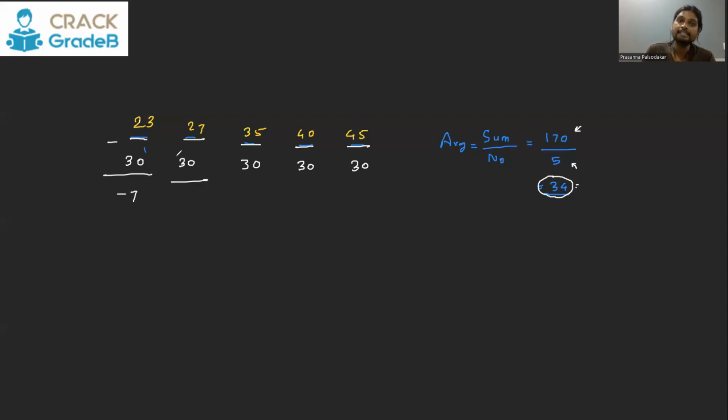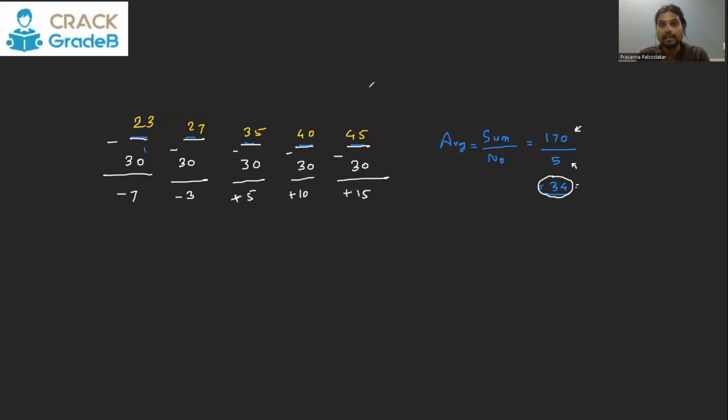27 minus 30, he has got 3 chocolates less. 35 minus 30, he has got 5 chocolates less. 40 minus 30, sorry, 5 chocolates extra. 40 minus 30, he has got 10 chocolates extra. And 45 minus 30, he has got 15 chocolates extra.